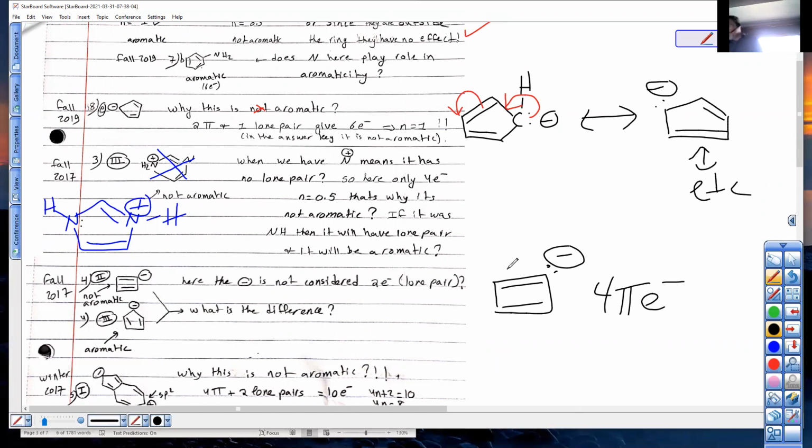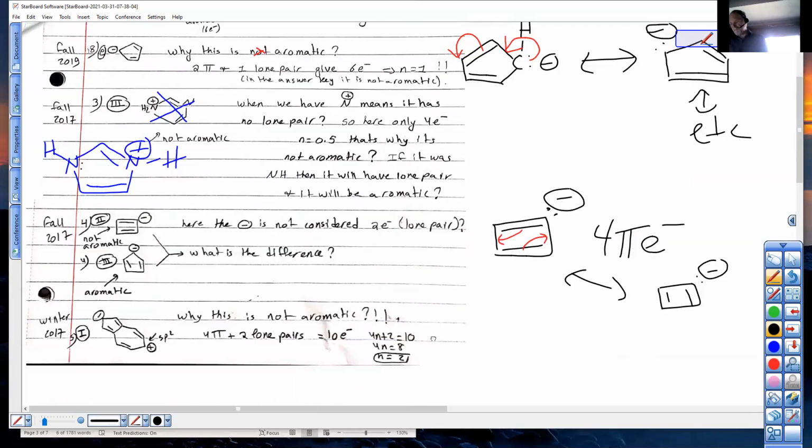And this one, you're only resonating like this. And hey, how many arrows are there? There's 2 arrows, 4 electrons, and you're getting this thing here. It's still got the same problem. You can't use both of those. You can't get to 6. You can't do it.